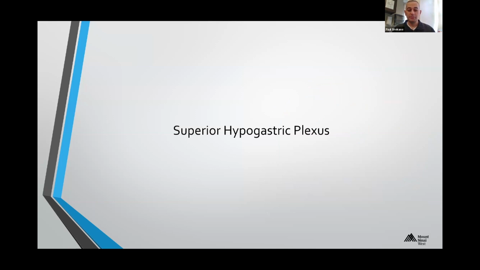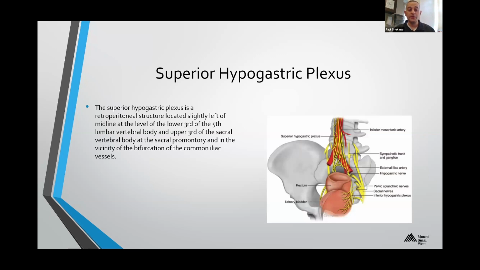The next most commonly performed sympathetic nerve block that is done in the interventional pain management world is called the superior hypogastric plexus block. The superior hypogastric plexus is a retroperitoneal structure that is just lateral of midline, usually at the lower third of the L5 vertebral body and the upper third of the sacral vertebral body.